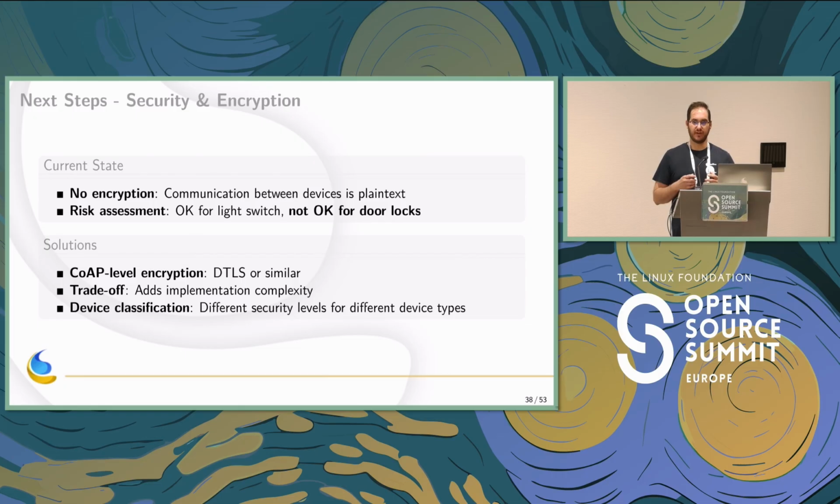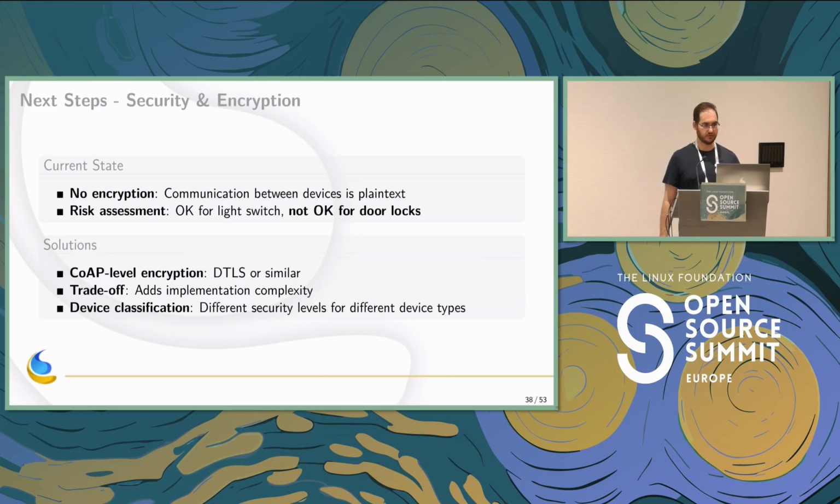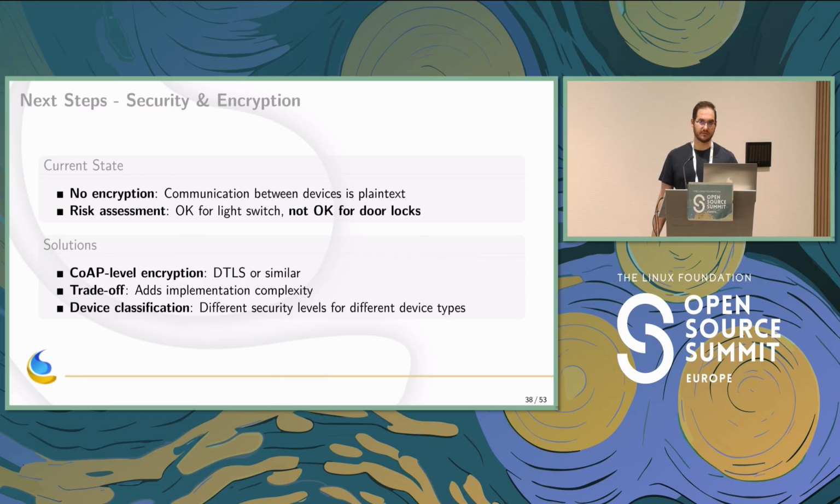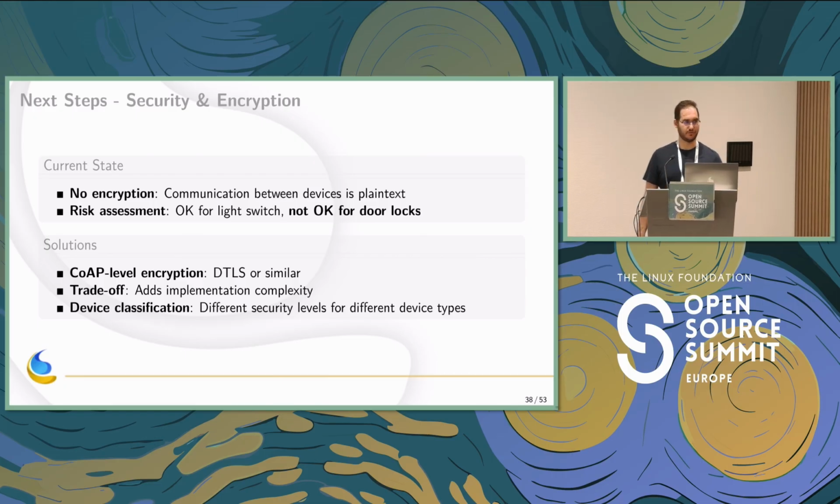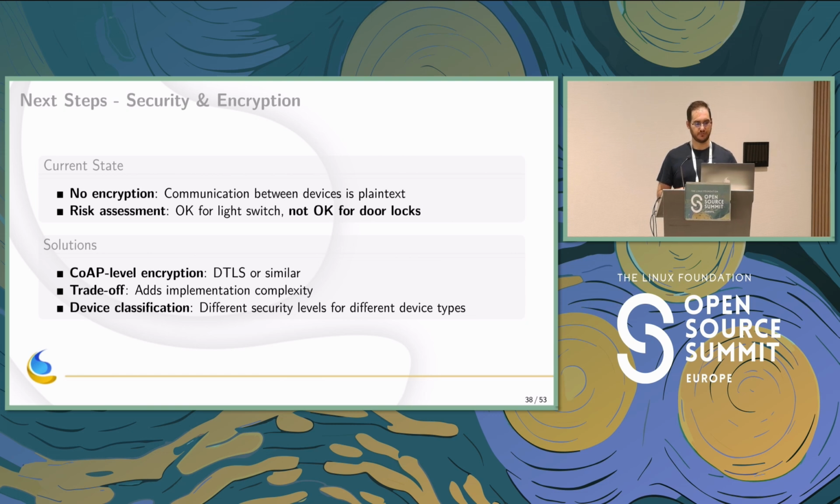So CoAP provides some features for encrypting data. It supports DTLS. That's something I'm planning to enable later. It makes things much more complex as soon as you enable security. So maybe again there will be some trade-off, with some devices keeping plain text, and some others, such as a door lock, having security enforced.